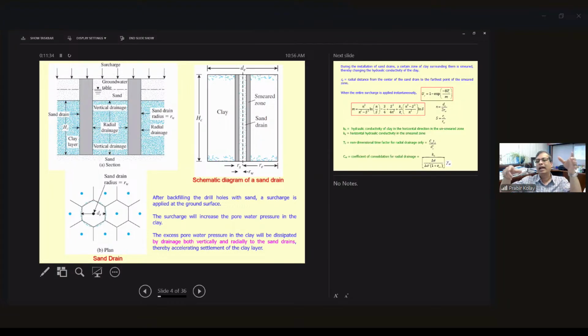So you use it most of the time in the clay layer. You put a mandrel steel pipe and then put sand, and then you take out the steel pipe, and there is a column of sand, right? So sometimes obviously at the junction there will be a mixture of this sand, and this is a smear zone. So what you need to do basically after backfilling the drill hole with sand is apply a surcharge load on the top ground. The surcharge load increases the pore water pressure in the clay, and then the excess pore water pressure dissipates, draining both vertically and radially. So radial direction and then vertical. So that's how the consolidation is faster.